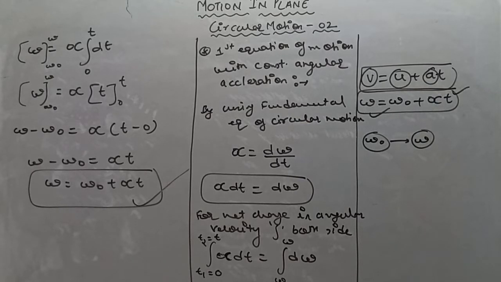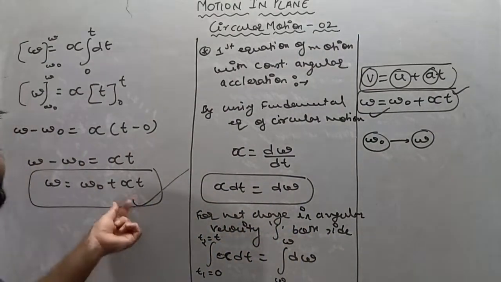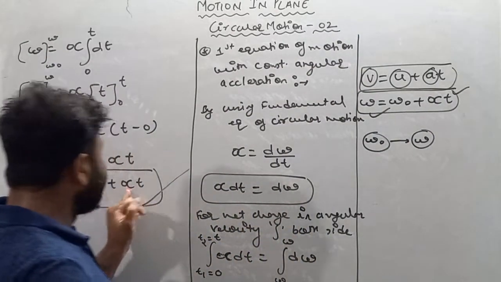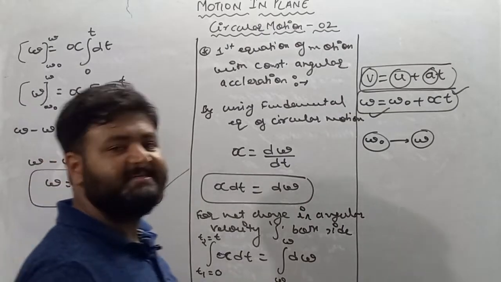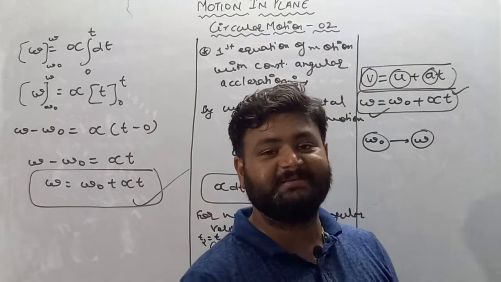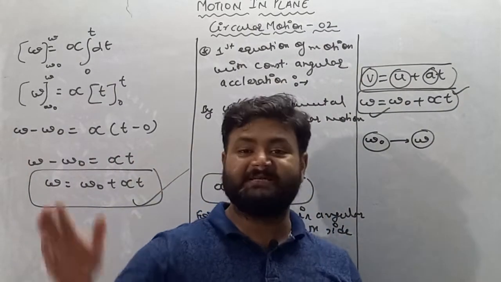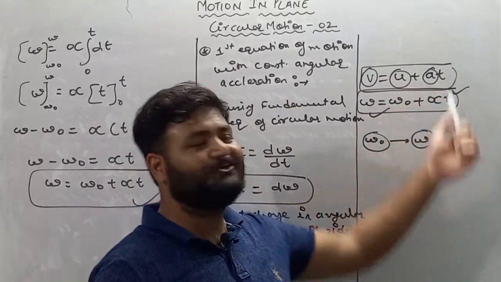It is omega is equal to omega naught plus alpha t. Omega is final angular velocity, omega naught is initial angular velocity, alpha is angular acceleration, and t is time. So I hope you all enjoy this first equation of motion, because it is very similar to the first equation of motion in a straight line, which is v is equal to u plus at.